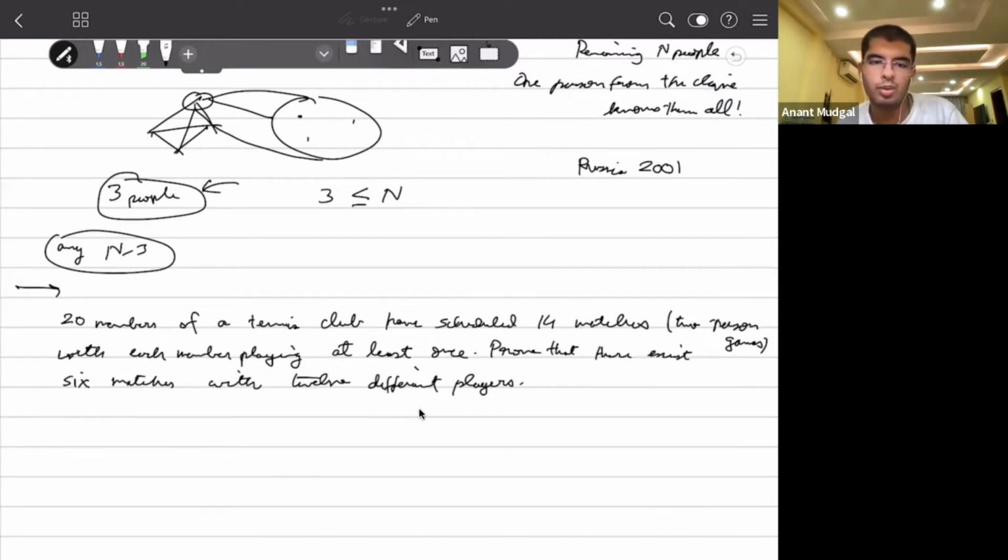Okay, so is everyone okay with the first one? So we have the new problem now. You have 20 members of some tennis club who have scheduled 14 matches, and a match is a 2-person game, with each member playing at least once. So everyone gets to play at least once, otherwise it wouldn't be much of a club. You have to prove that there exist 6 of the matches with 12 different people playing them. So all 6 of these matches have different players in them. You have to prove that there exist such 6 matches out of the 14.